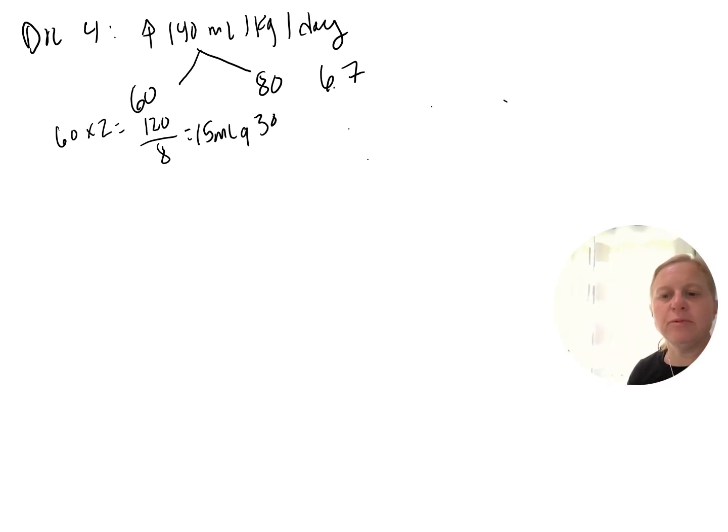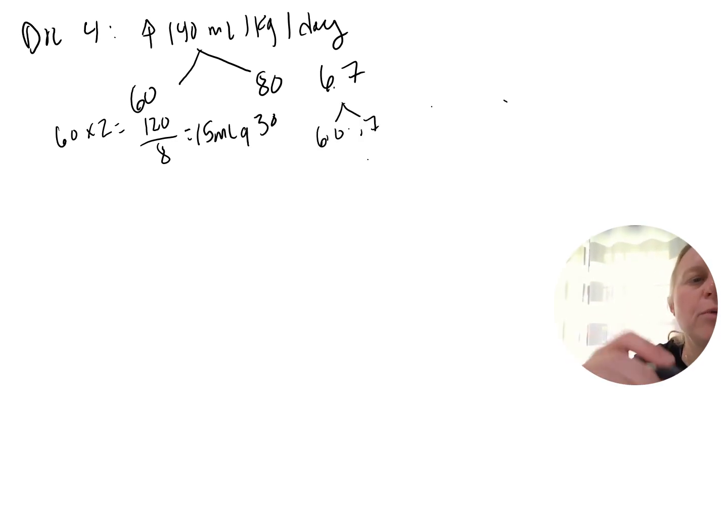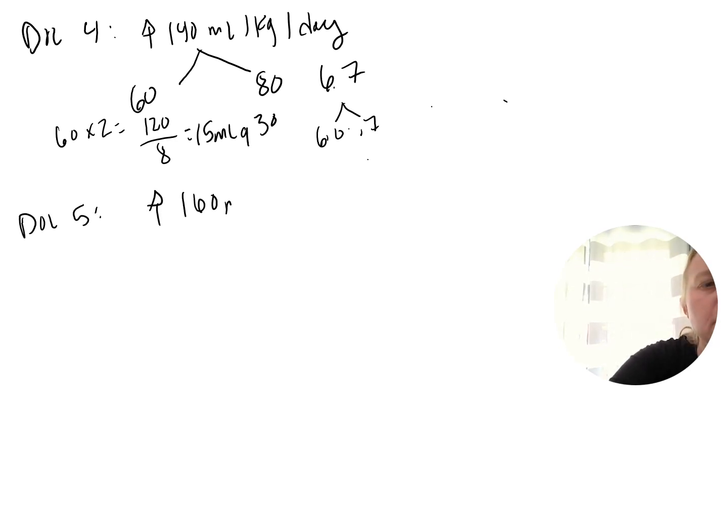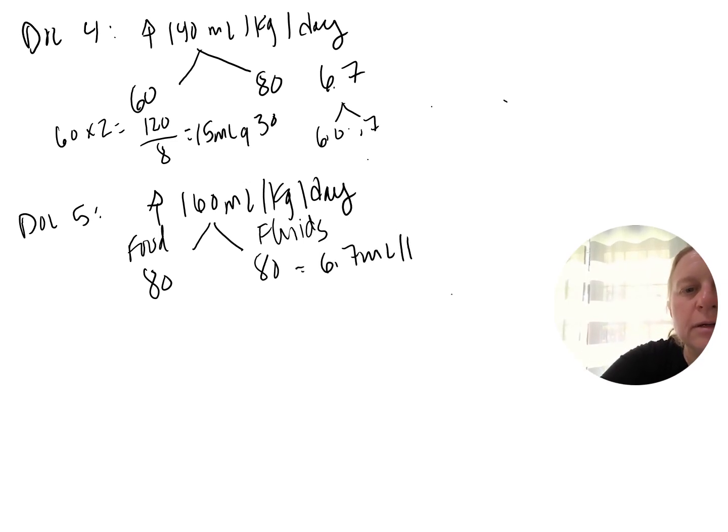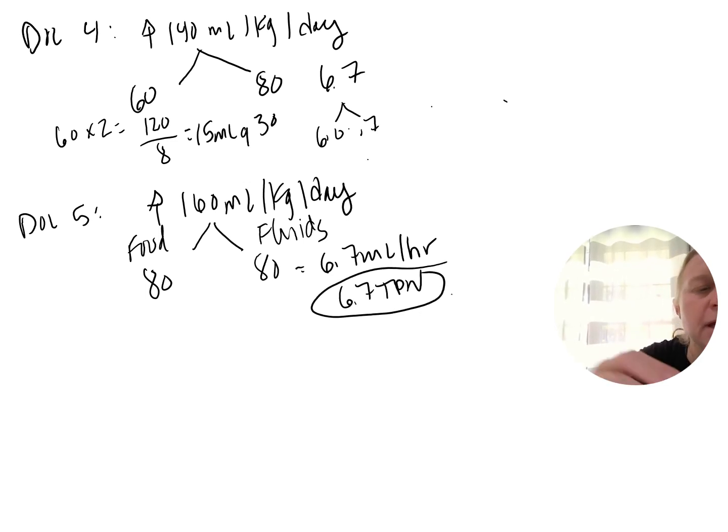It's possible, right? We're getting close to being at half of our feeds that we would turn our lipids down at this point, but we're going to go one more day. So day of life 5, we increase to 160 mils per kilo per day. And what you can see here is when you do that and you're at 80 of food and you're at 80 of fluids, we may not need the lipids anymore. So this is still going to run at 6.7 mils an hour, but it's going to be 6.7 of TPN. And our food's going to go up.